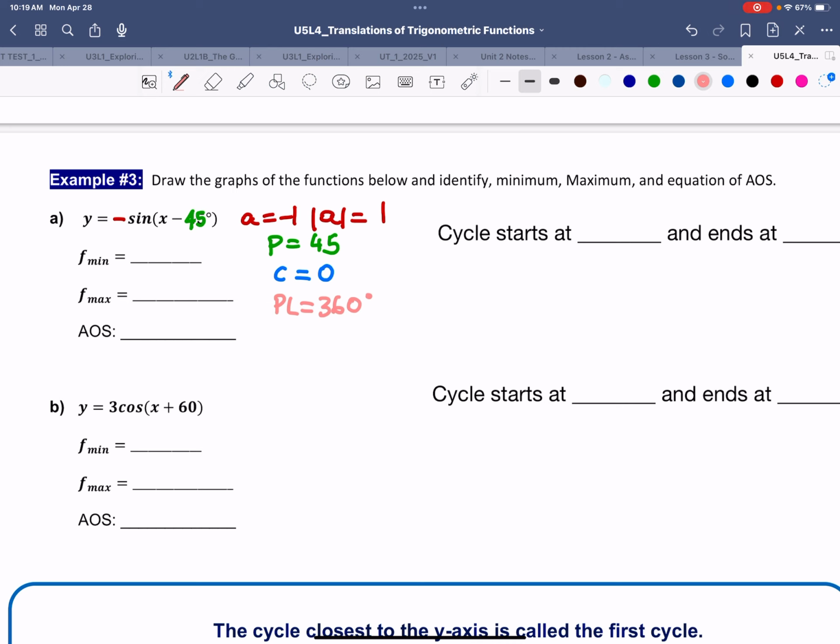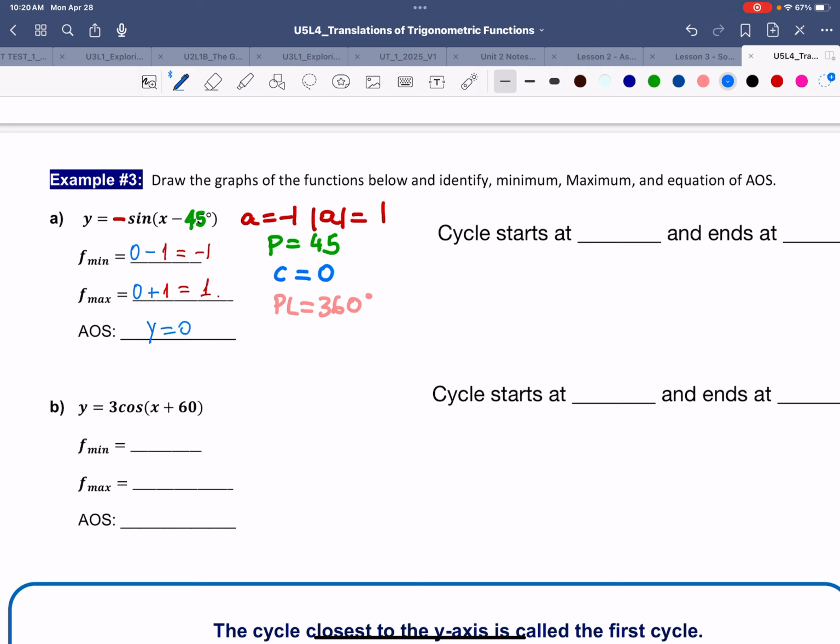Now, to find the minimum or the maximum, if you remember, we said that we have to start at the axis of symmetry, which in our case is 0, and for the minimum we subtract the amplitude. Amplitude in our case would be equal to 1, so 0 minus 1 is negative 1. For the maximum, we start from the axis of symmetry, which is 0, then we add the amplitude, so 0 plus 1 would be equal to 1. The axis of symmetry would be at y equals 0.